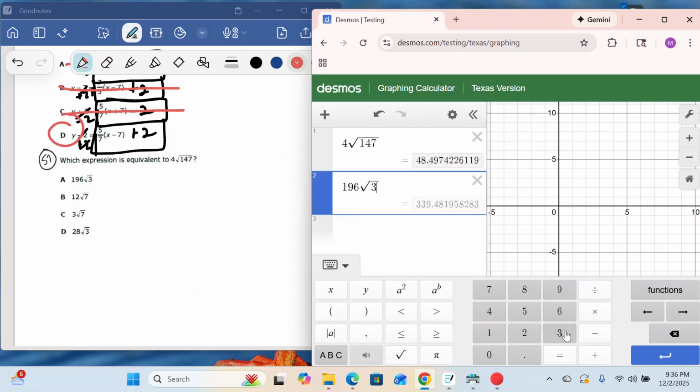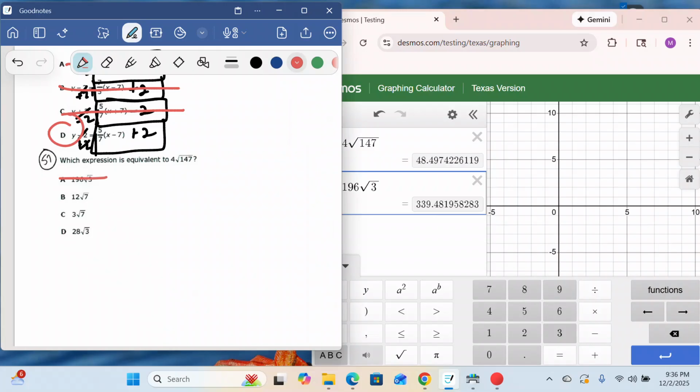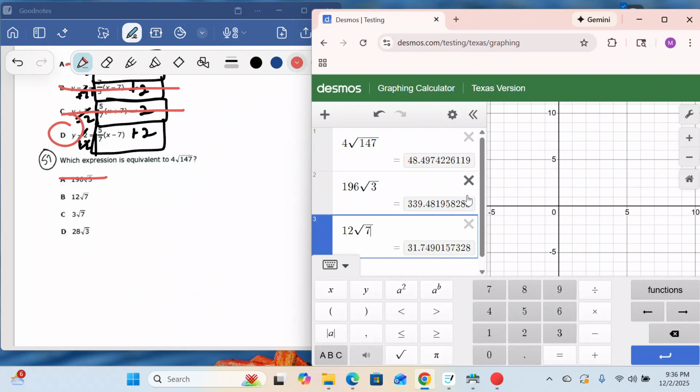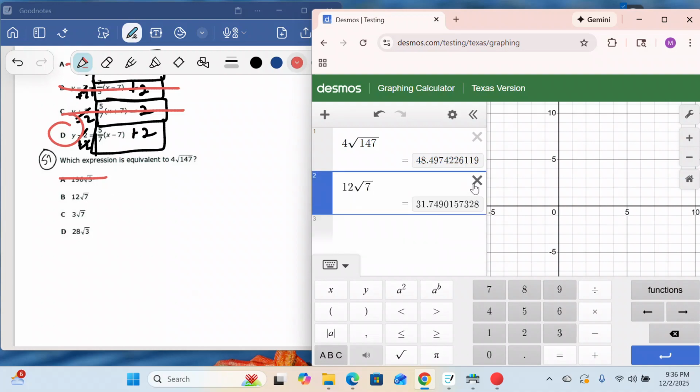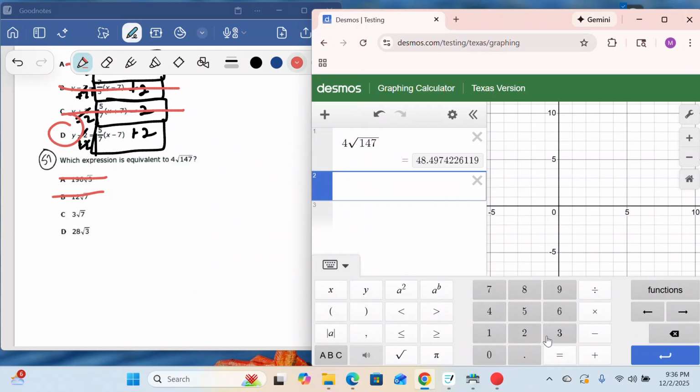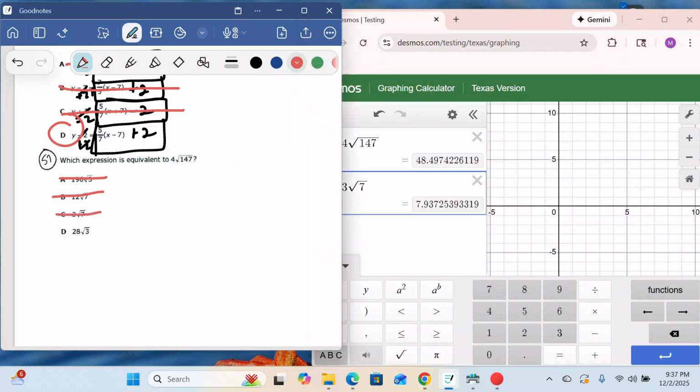Square root of 3. Nope, not even close. This one's wrong. 12 square roots of 7. Nope, not even close. The second one is wrong. 3 square roots of 7. So I'm going to input 3 square roots of 7. 7.9. Wrong. It's probably D, but it's good to check it.